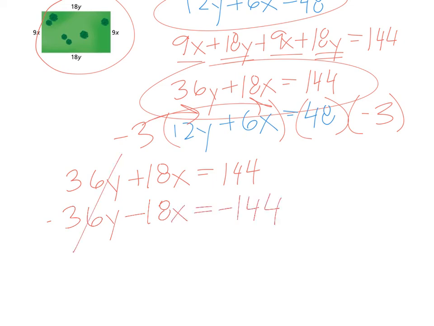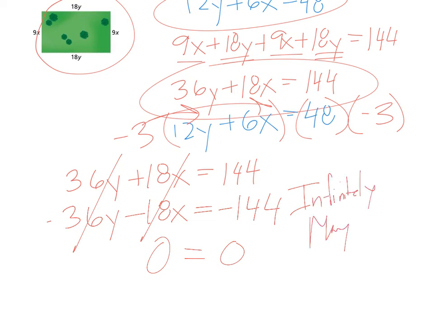What happens here? The y's cancel out. The x's also cancel out, so I have 0 on the left side, and on the right side I have 0 as well, once again. So this is a true equality. And if that's the case, then there are infinitely many solutions. There are infinitely many pairings of x and y that will satisfy this system.